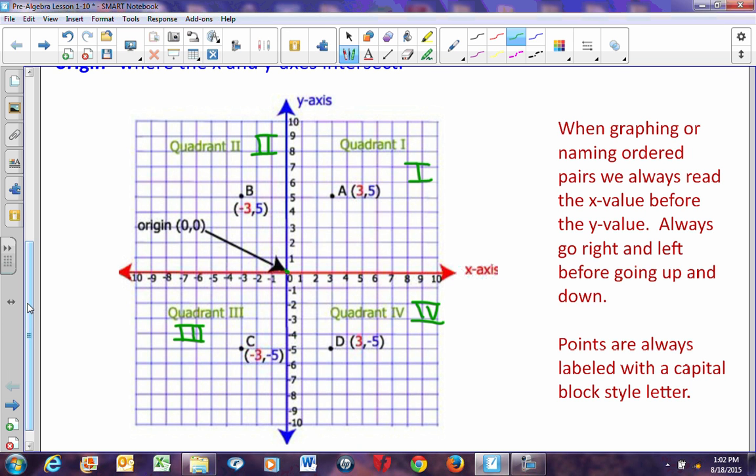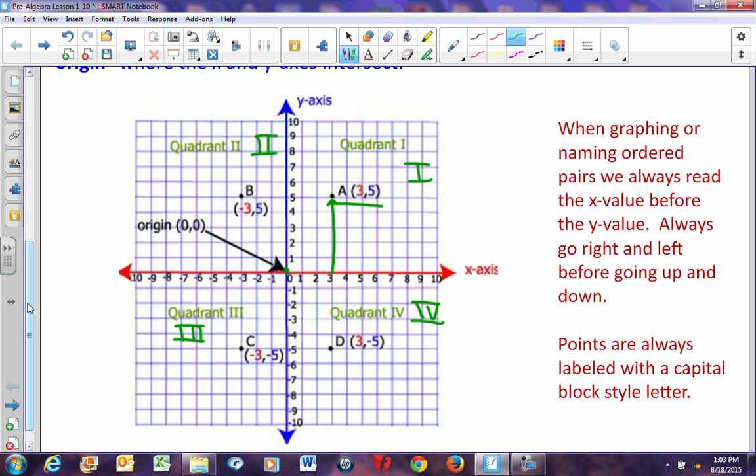These points are coordinate points. Okay? When graphing or naming ordered pairs, you always read the x value before the y value, alphabetical order. Always go to the right or the left first before going up or down. Points are always labeled with a capital block style letter. For example, point A here, we started at the origin, we went 3 units to the right, and 5 units up, we came to point A, and we label it (3, 5). 3 units to the right, 5 units up.